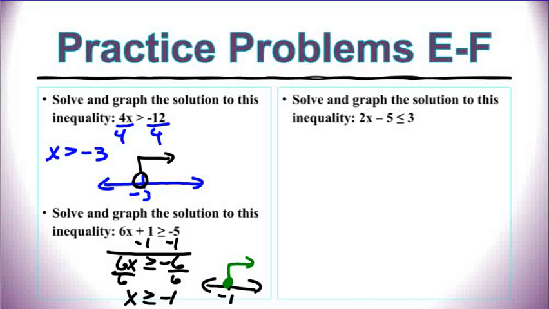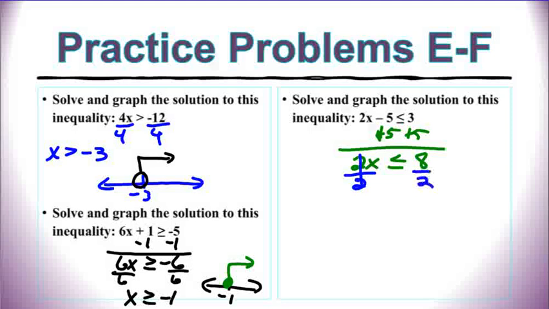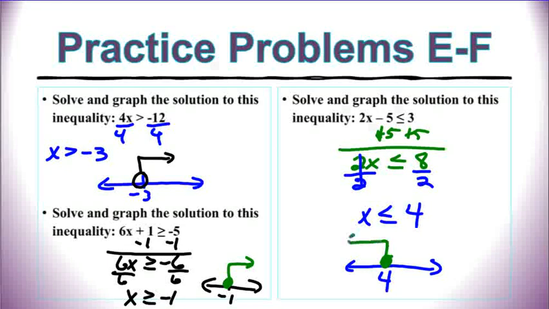And this last one here, I add 5 to both sides. So now I have 2x is less than or equal to 8. Opposite of multiplying by 2 is divide by 2. So x is less than or equal to 4. Write my number line, put a 4 down. Since it's got the equal to part, I know it's a filled in circle. Less than means to the left.